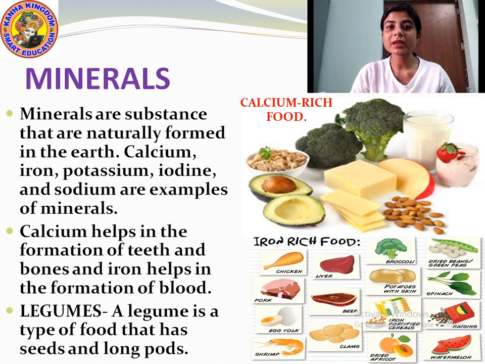The main nutrient needed by our body to form blood is iron. That is why we must take food rich in iron. Calcium-rich foods are like broccoli, avocado, milk, nuts and almonds. Foods rich in iron are like broccoli, chicken liver and pomegranate. You should take these foods so that our body gets an adequate amount of calcium and iron.